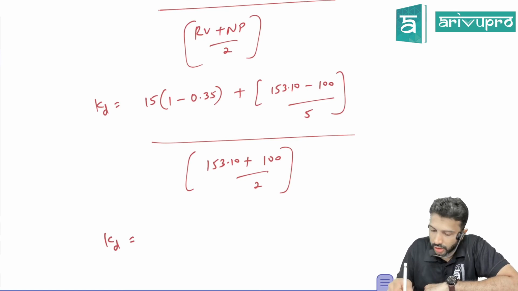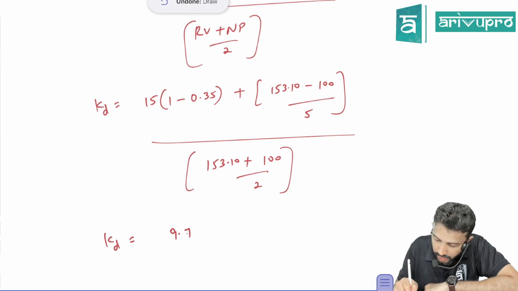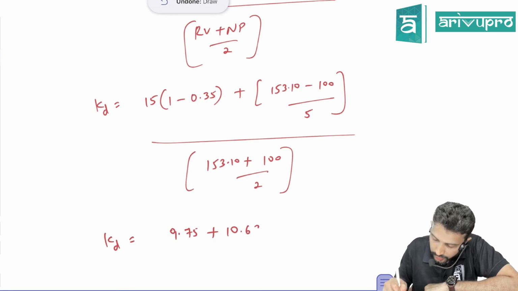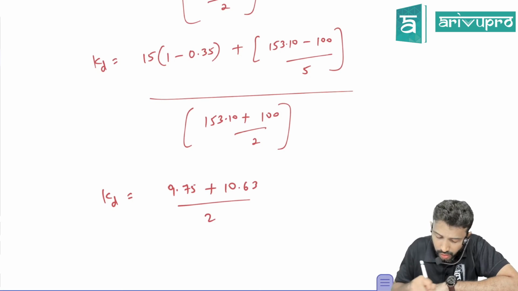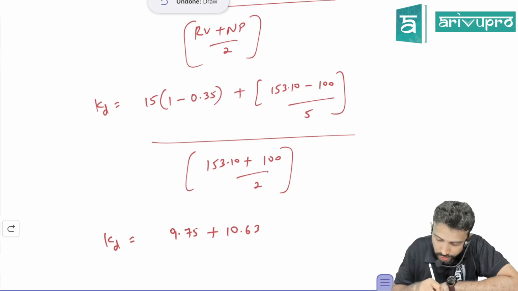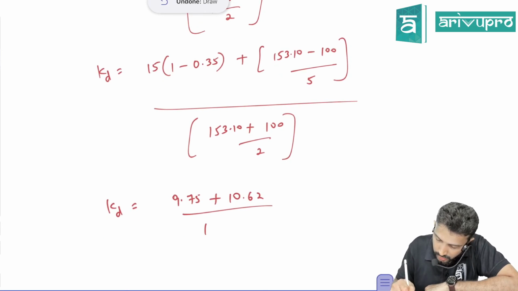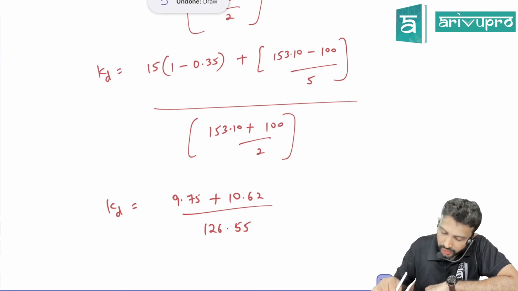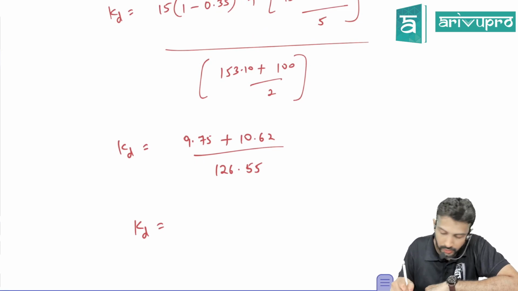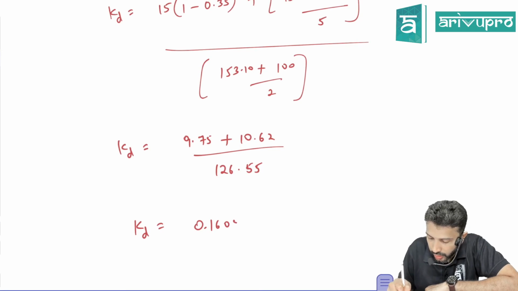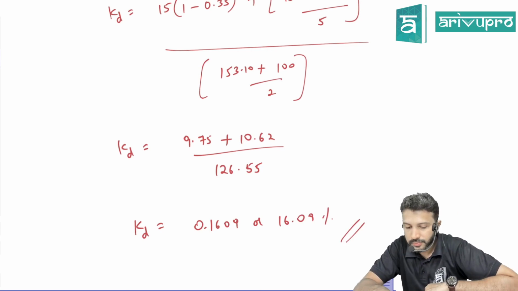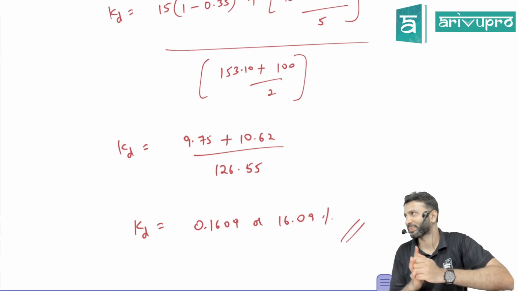9.75. Final answer or this one? That one. Okay, 75. 10.62. 10.63. Okay, fine, 10.62. 126.57. Two decimals maybe I'll take. 55. Okay, so cost of debt will be 0.1609 or 16.09 percentage. No, 16.1.